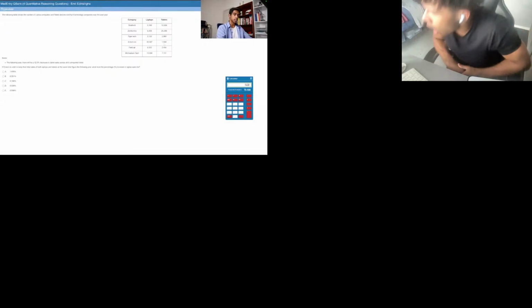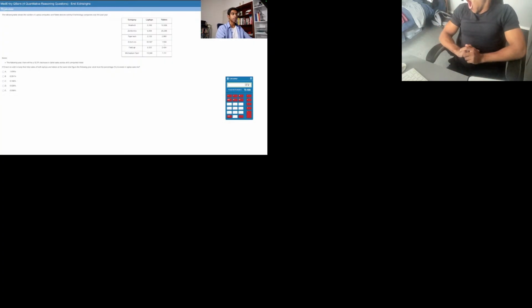5% decrease from tablets. So what I'll do is I'll do 6, 8, that's the number of tablets, multiply that by 0.875, which gives me that much, minus this from 1568. So that's the amount that the number of tablets decreased in the following year. So I know then the number of laptops must increase by 196. So then I'm just calculating 196 as a percentage of 35,587. So divide by 35,587, which is that, multiply by 100 to get the percentage, which is 0.5507, which is B.